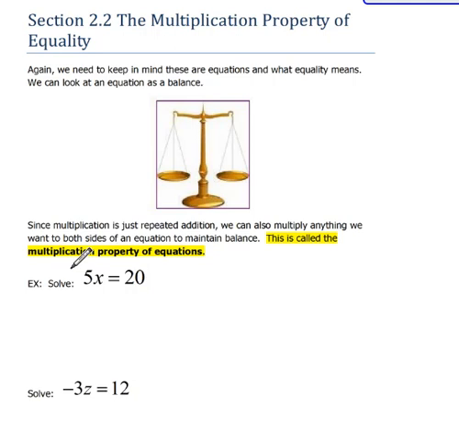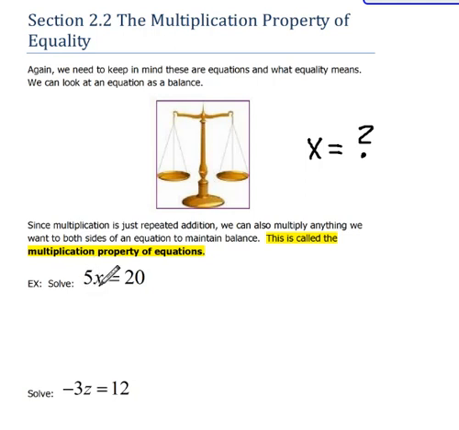So let's say that we have this problem right here. We have 5x equals 20. And keep in mind what we're supposed to be doing. We're supposed to be solving for x, which means that we want to know x equals something. We want to know what it actually is. Well, right now we have 5 times x instead of just a plain old x.